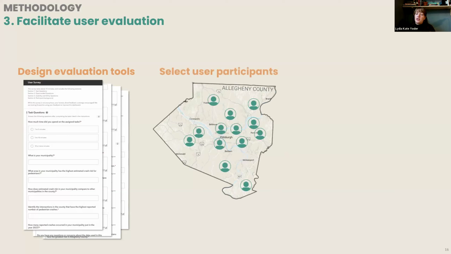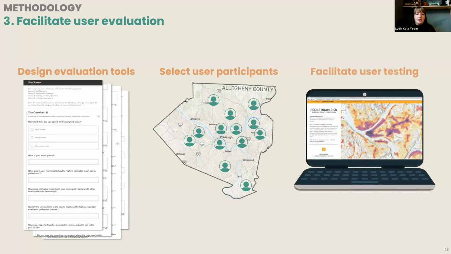Next, I sent requests for participation to employees of local municipal governments throughout Allegheny County. Of the county's 130 municipalities, I prioritized 30 with the highest levels of pedestrian risk, and those with employee contact info available on the web. And then I facilitated the user testing.